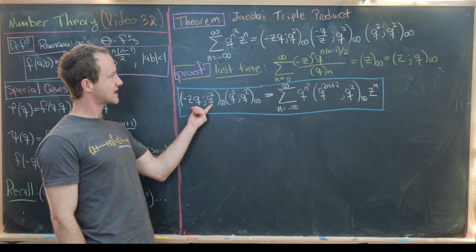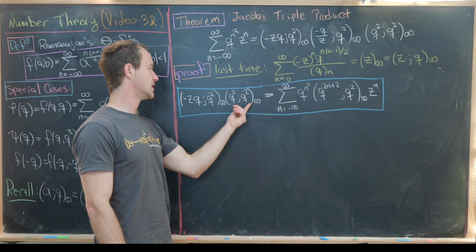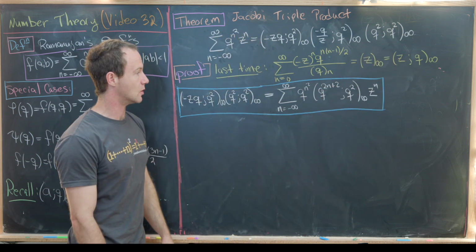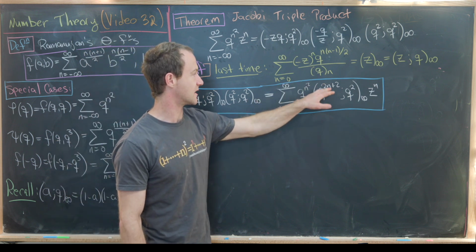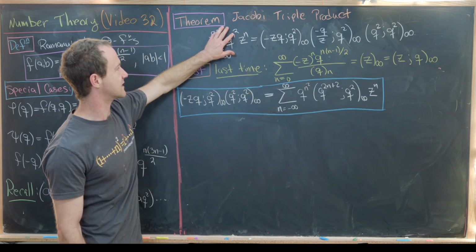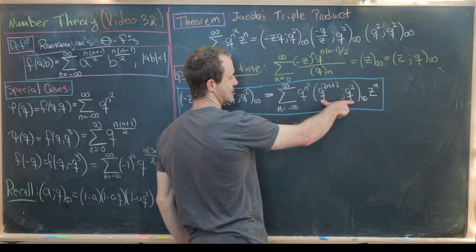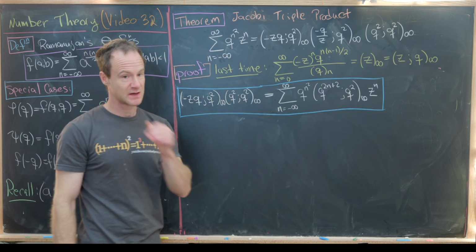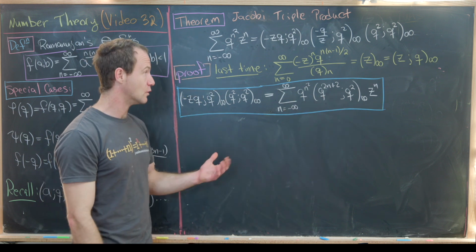Let's notice that this guy right here is this term on the right-hand side of our goal. This guy right here is this term on the right-hand side of our goal. And then this right-hand side of our equation almost looks like the left-hand side of the goal, except we've got this extra term right here, (q^{2n+2}; q squared)_infinity. So that means we need to take care of that somehow. And how will we do it?